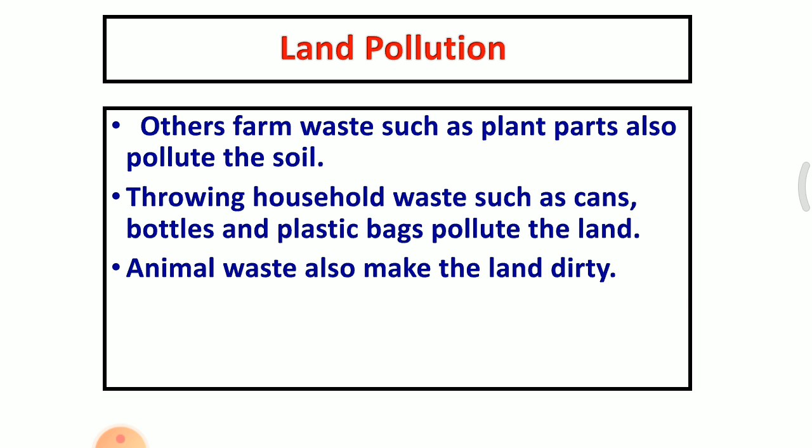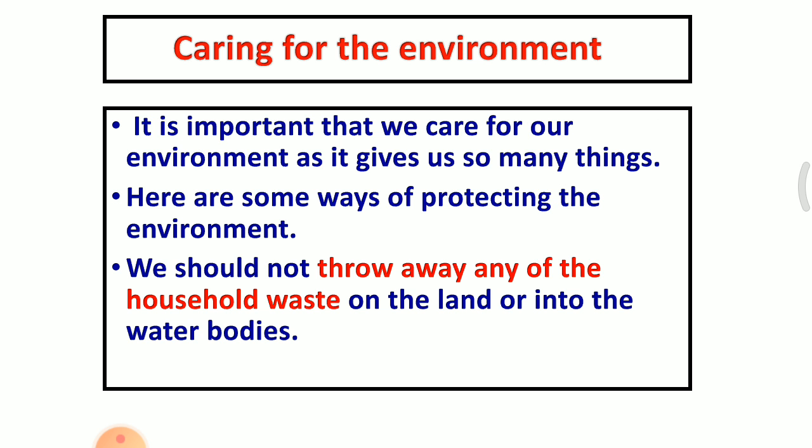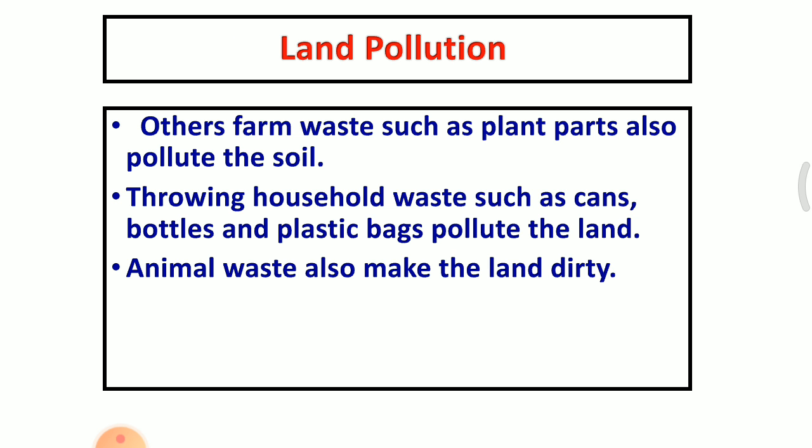The next one, other farm waste such as plant pots also pollutes the soil. Throwing household waste such as cans, bottles and plastic bags pollutes the land. Animal waste also makes the land dirty. So there are three types of pollution occurring in the environment. So we have to take care of our environment.